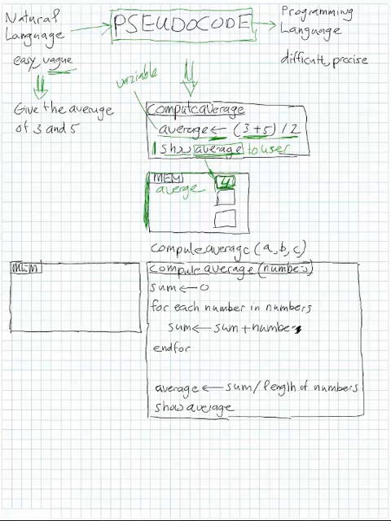Now, this algorithm is not very useful because it can only compute the average of 3 and 5, and a more useful algorithm would be able to compute the average of any two numbers. And we can change our algorithm quite easily to make that happen. Instead of 3 and 5, we write A and B.